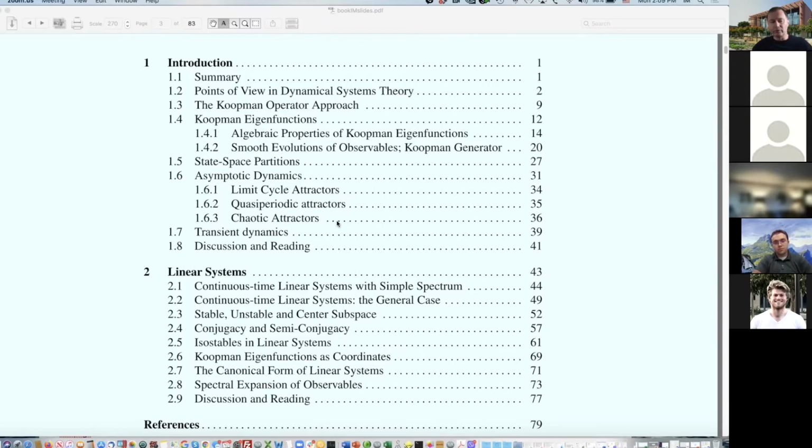really review some of the aspects of the asymptotic dynamics of dynamical systems. We are going to talk about limit cycle attractors, quasi-periodic attractors, and chaotic attractors. I don't think I'm going to quite get there today, but the reason for this lineup is we'll start talking about systems which have fixed points as attractors.